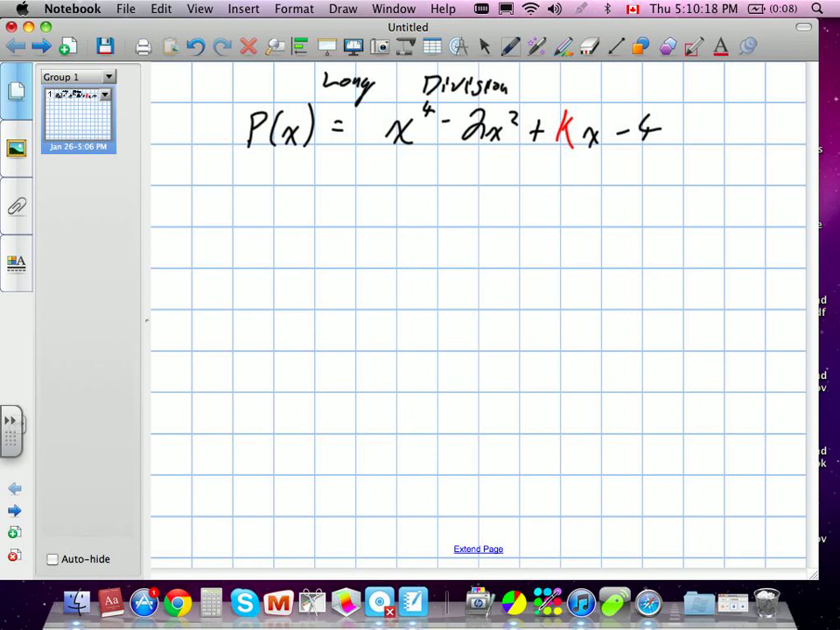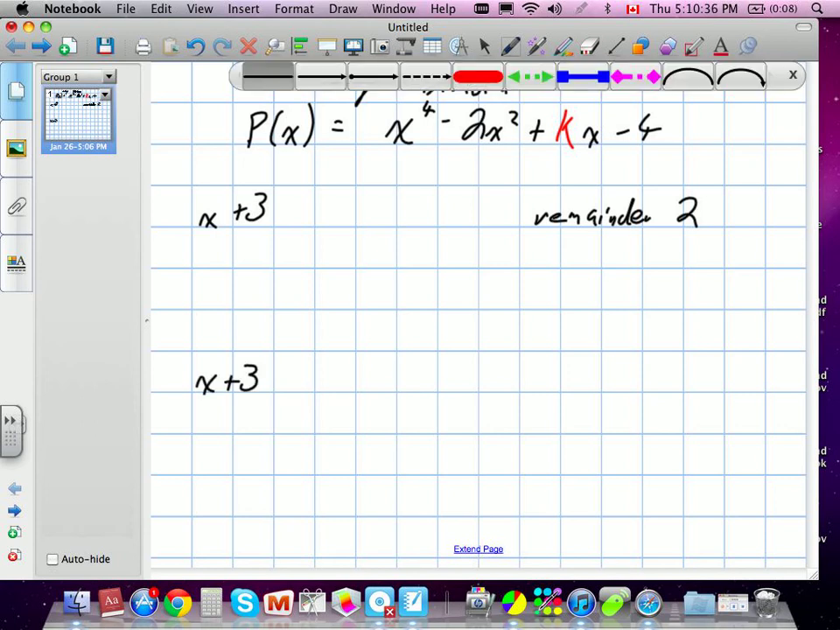Polynomial division. They want us to find the value of k by dividing by x, is it minus or plus 3? Plus 3, when the remainder is 2. Okay. So we can set this up just like a long division question. Okay.